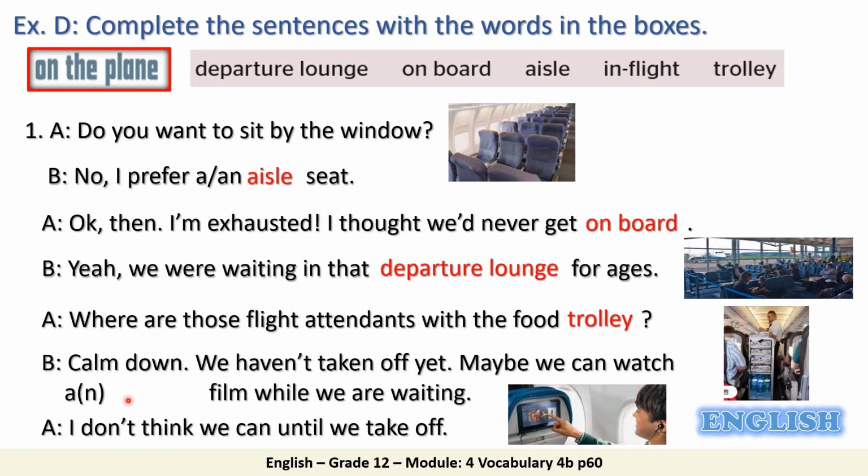Maybe we can watch. Watch what? Your answer please. Right, an in-flight film while we are waiting. A said, I don't think we can until we take off. This, by the way, this is called IFE, in-flight entertainment. It includes all the movies projected at the front of your cabin, which you can follow via headphone socket at the side of your seat. Okay, let's continue.